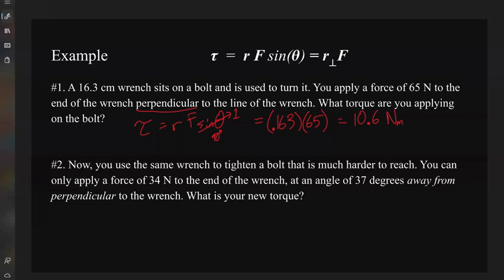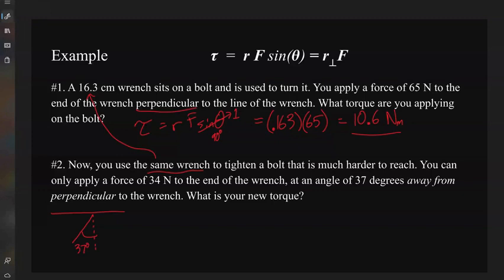10.6 Newton meters. There's our torque. However, let's say we use the same wrench, which tells me it's the same length, to tighten a bolt that's harder to reach. So maybe it's under a table or whatever. You can only apply a force of 34 newtons at an angle of 37 degrees away from perpendicular. Notice how I italicize away from perpendicular. So that's me telling you that angle, 37 degrees.